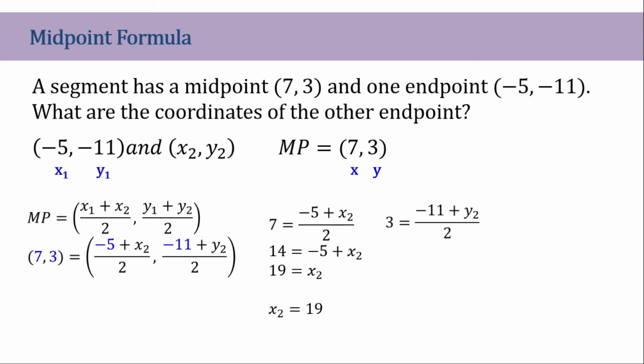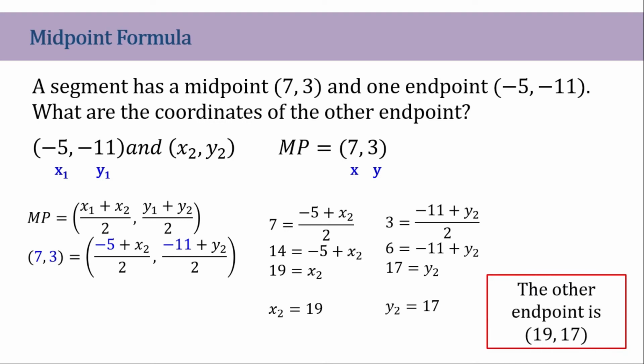For our y sub 2 point coordinates, we have this one. Multiply both sides by 2. And that gives us this one. So this one will be transposed to the other side. So y sub 2 is equal to 17. So the other endpoint is 19 comma 17.